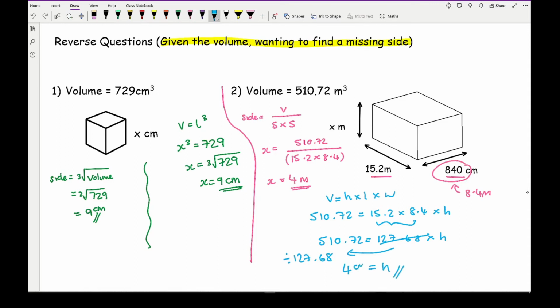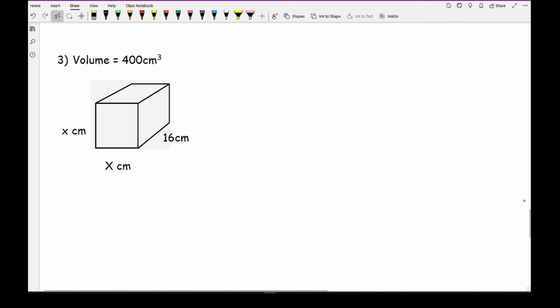And again, just don't forget to put the units, which is not centimeters, which seems to be a default. It is meters in this particular case. And there is my final answer. So now let's have a look at this third question.